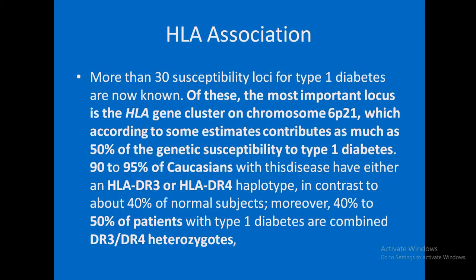What about HLA association? More than 30 susceptibility loci for type 1 are now known. Of these, the most important locus is the HLA gene cluster, which is located on chromosome 6p21. According to some estimates, this contributes as much as 50% of the genetic susceptibility to type 1. Approximately 90 to 95% of Caucasians with type 1 have either an HLA-DR3 or HLA-DR4 haplotype. Also, 40 to 50% of the patients with type 1 diabetes are combined DR3/DR4 heterozygotes.